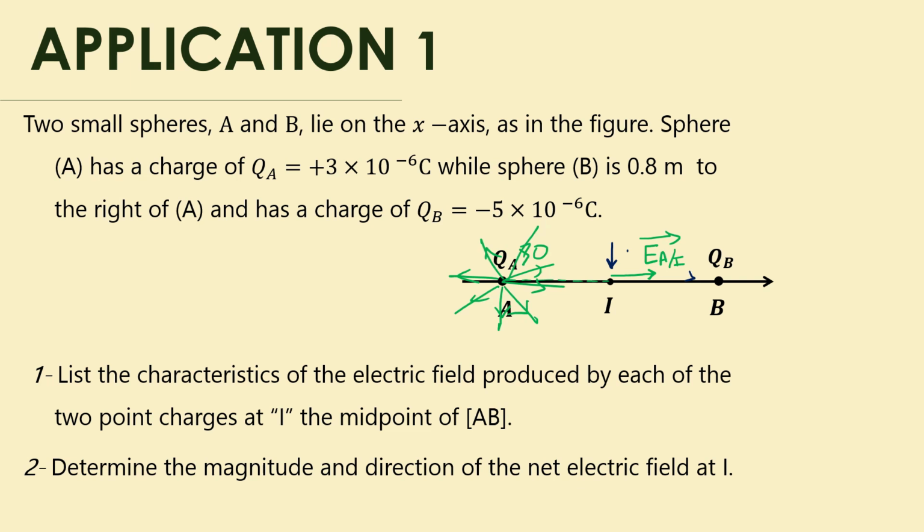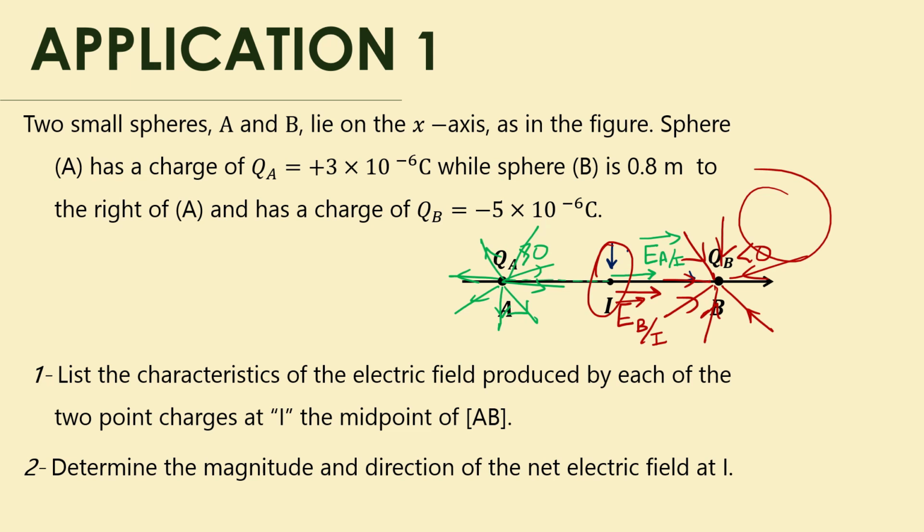Now, if you consider the second charge, which is B, QB is negative, so field lines, as we have seen, point towards B itself. Again, these are not radiations. They are just representations to imagine where the electric field due to B is present. At I, that electric field is going to be in this direction, electric field of B on I. So this is in brief how I'm going to discuss this exercise. Notice that I'm interested only in the electric field at I and not anywhere over here.